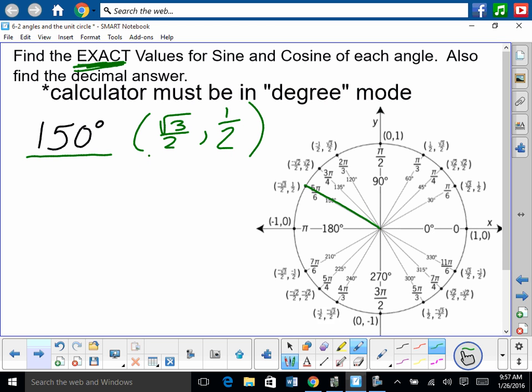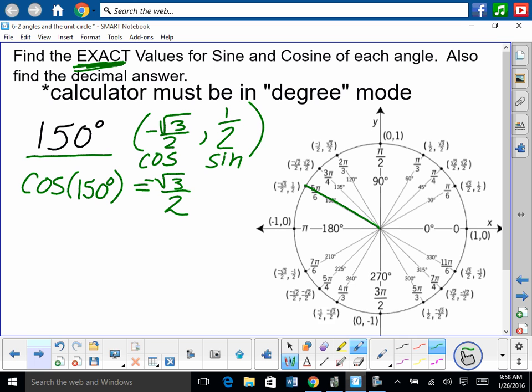Well, we know that cosine is x and sine is y. So cosine of 150 degrees is equal to this exact value, the square root of 3 over 2. Everybody see how I got that? There's our answer. Yeah, negative, I didn't write the negative in. Negative square root of 3 over 2. Good catch. Any questions? So then our sine of theta. Theta's our angle. So our sine of 150 degrees is equal to 1/2. So our answer is negative square root of 3 over 2 and 1/2.